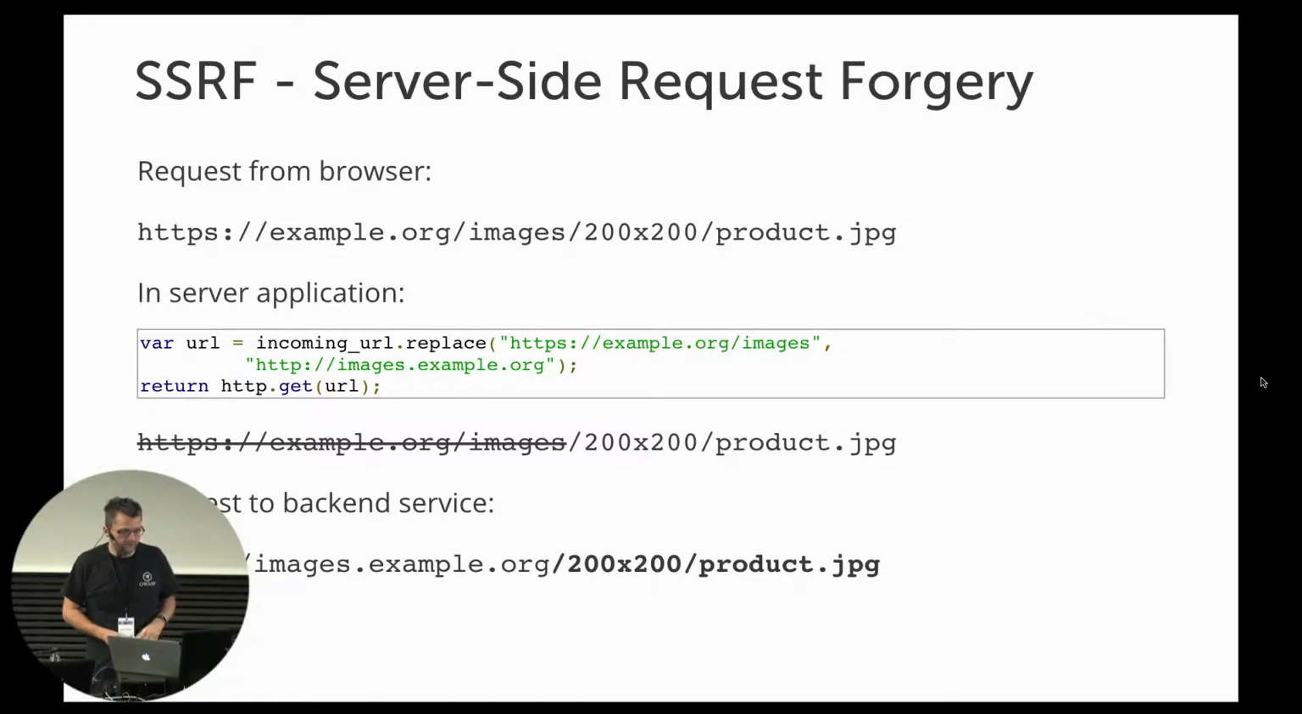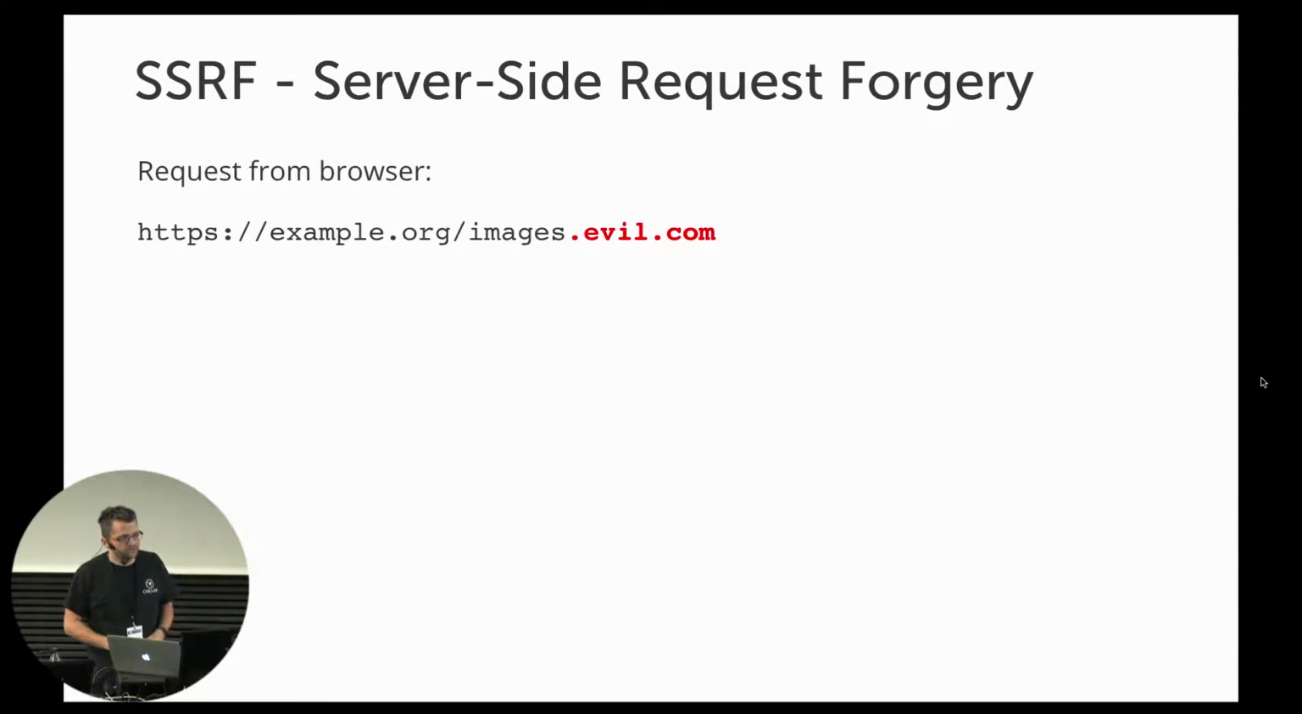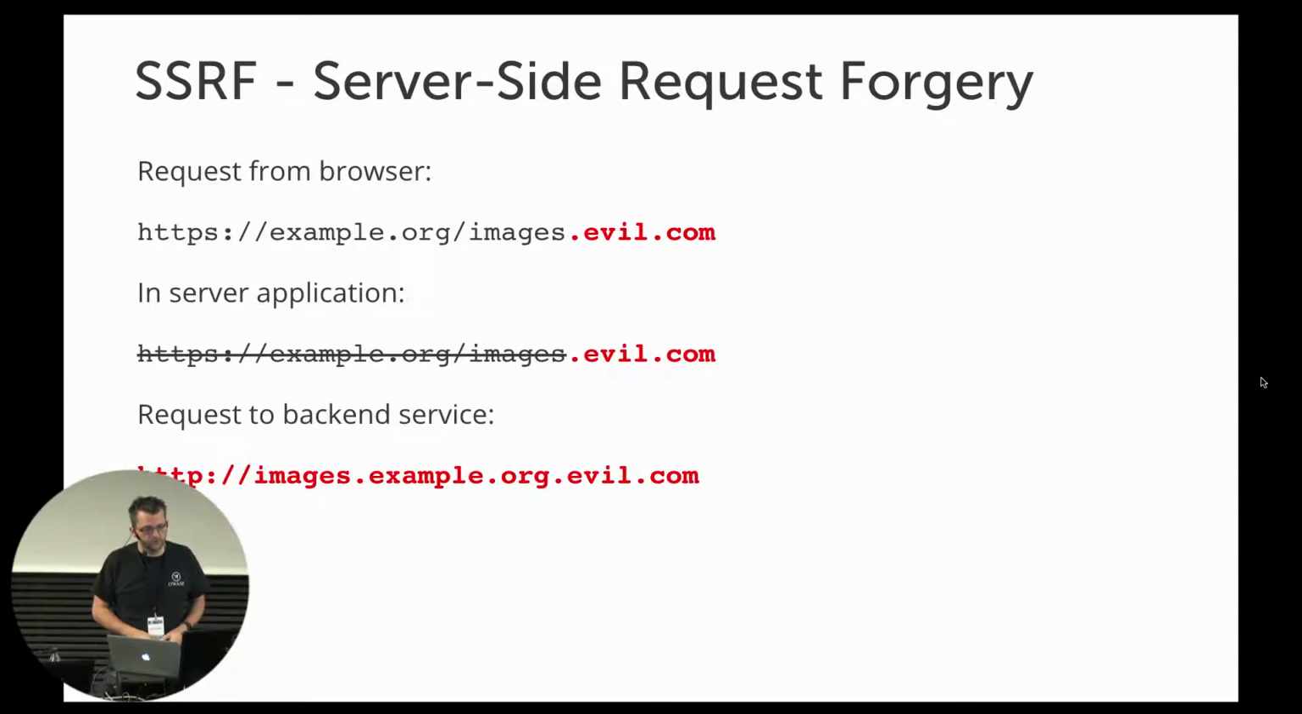And it works perfectly given a benign request. But what happens if we go to this URL instead? Well, our trusted code is going to remove the first part and then add images.example.org, and then we end up with images.example.org.evil.com, which is a subdomain of evil.com, which we own. So we can now make it run requests towards our domain. And this can be useful.